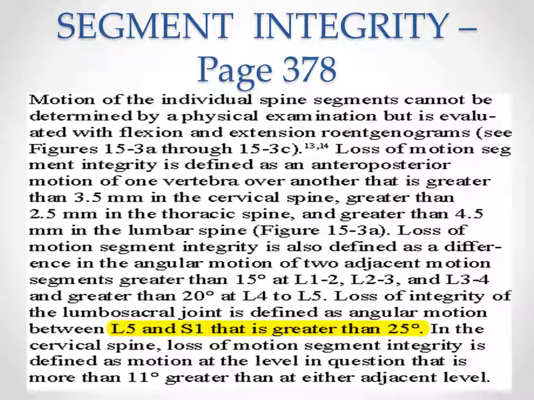Further, in the cervical spine, loss of motion segment integrity is defined as motion at the level in question that is more than 11 degrees greater than at either adjacent level. So we now know, based on the definitions from the guides, what they consider to be normal motion. If we have any motion segment that is 11 degrees greater than the motion at either adjacent level, meaning the level above or the level below, that would qualify as a loss of motion segment integrity.